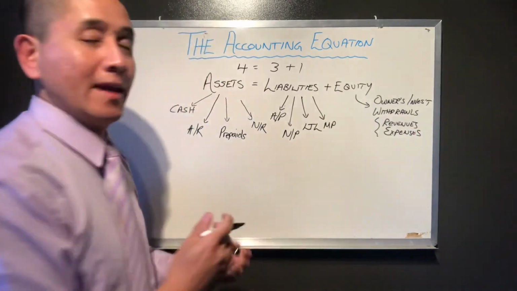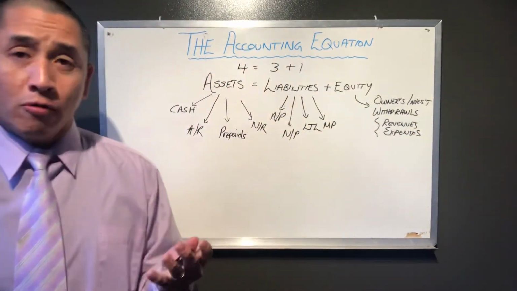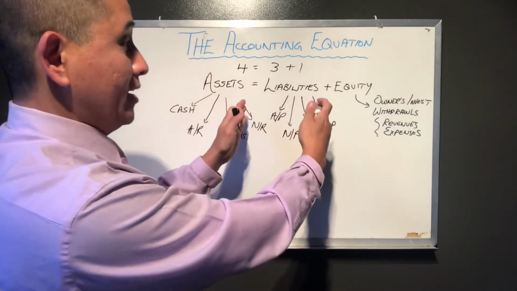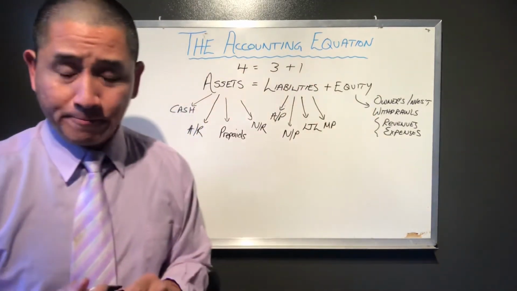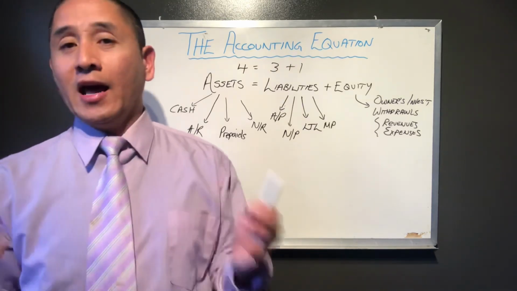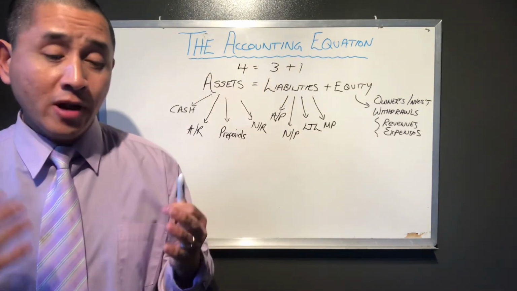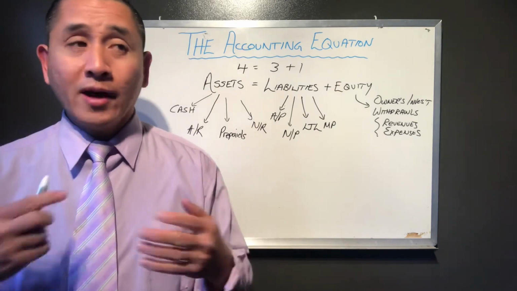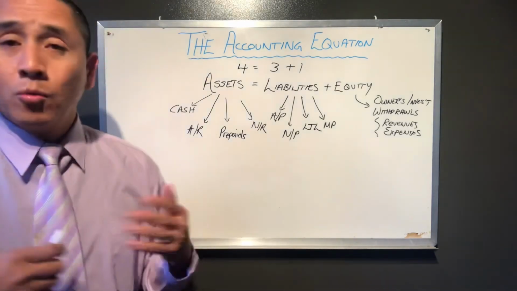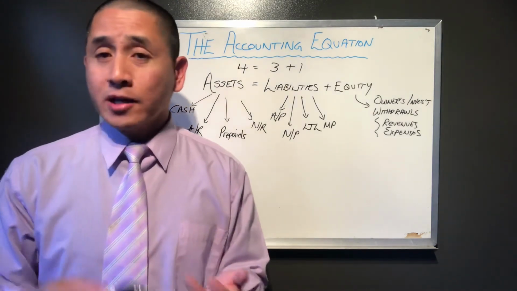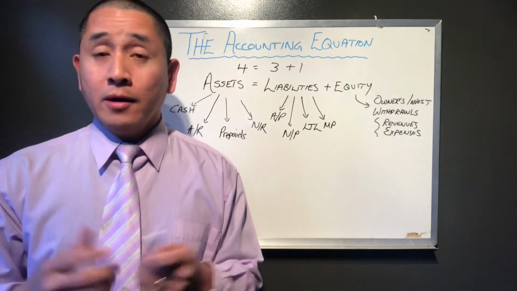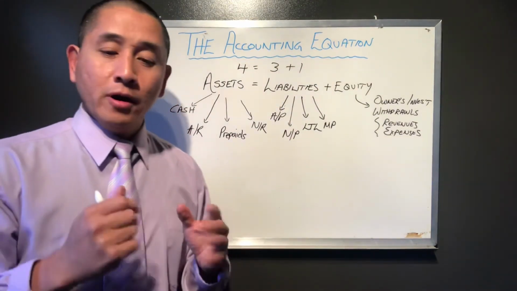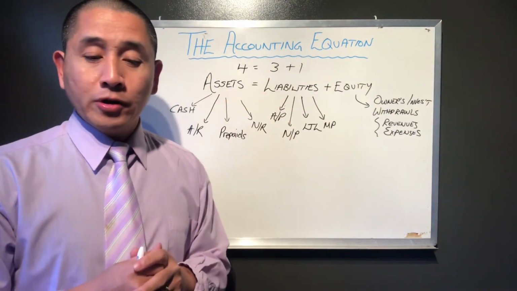So just right now, it's just a basic overview of how assets equal liabilities plus equity. So always keep in mind that they have to balance. If they're not balanced, then you're going to have to go back and figure out where you went wrong in your adjusting entries, closing entries. But this is the key to the basic fundamentals of accounting.